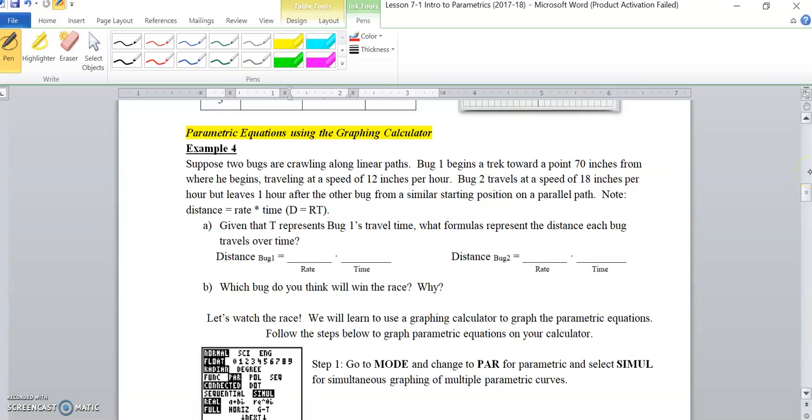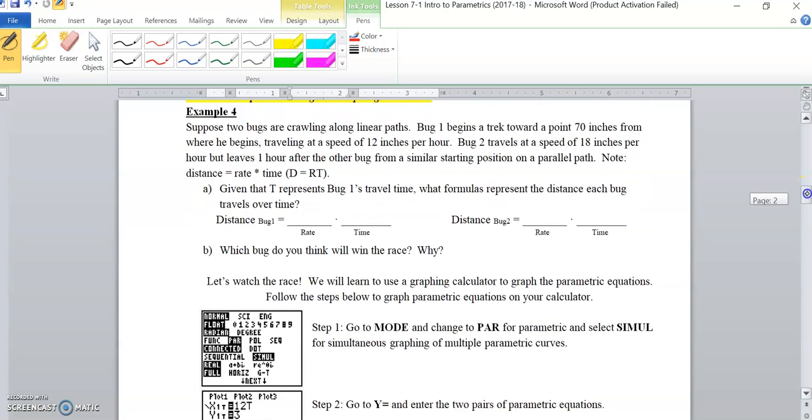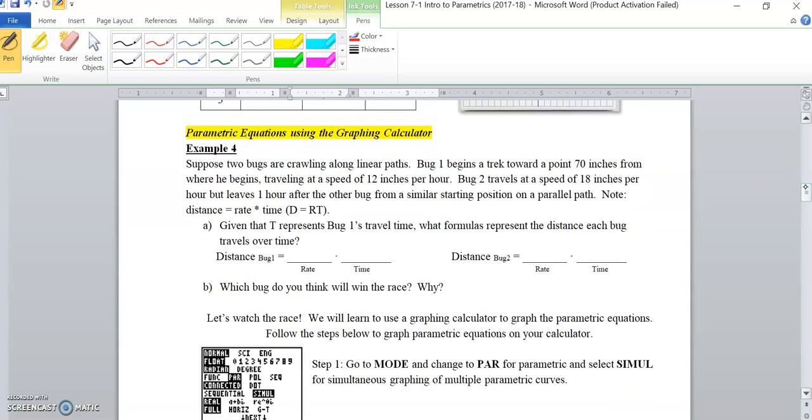And in example 4, what we're trying to do is basically graph the path that a bug is going to take. And then we're going to compare that to the path of a second bug and see which one wins a race. Because, you know, everyone races bugs in their spare time.